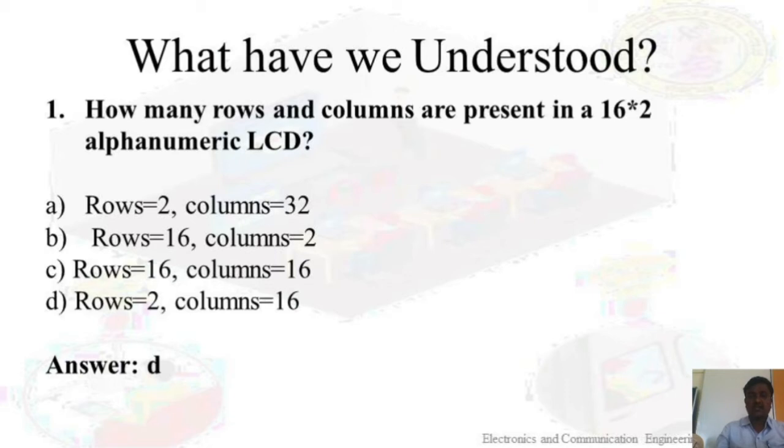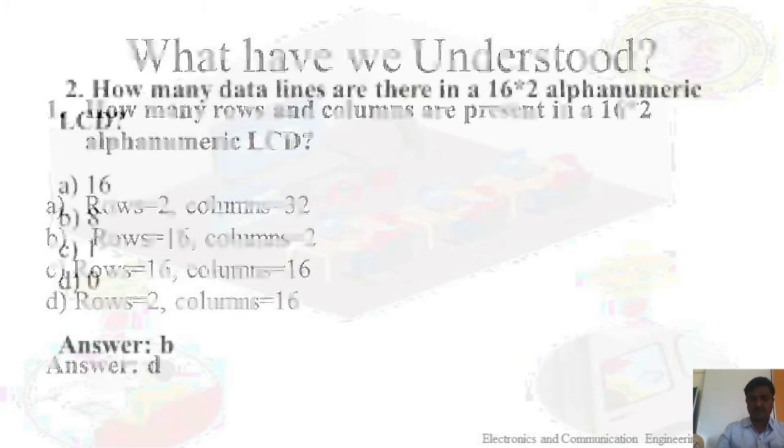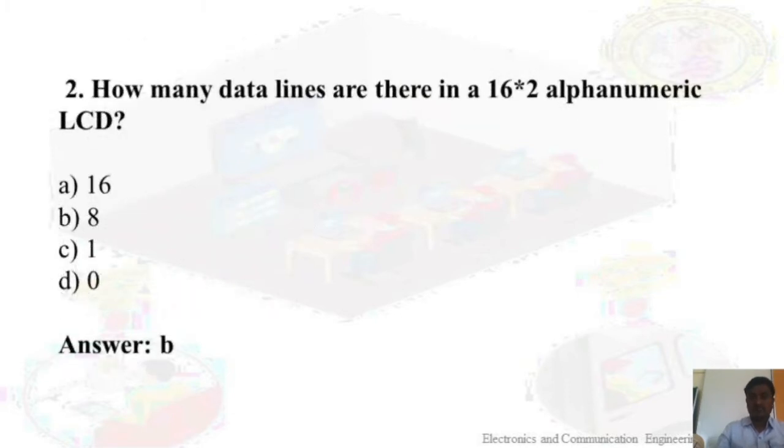How many rows and columns are present in a 16 cross 2 alphanumeric LCD? The options are: A, rows 2 column 32; B, rows 16 column 2; C, rows 16 column 16; D, rows 2 column 16. Answer D is correct, 16 columns and 2 rows. Second, how many data lines are there in a 16 cross 2 alphanumeric LCD? The answer is B, that is 8.